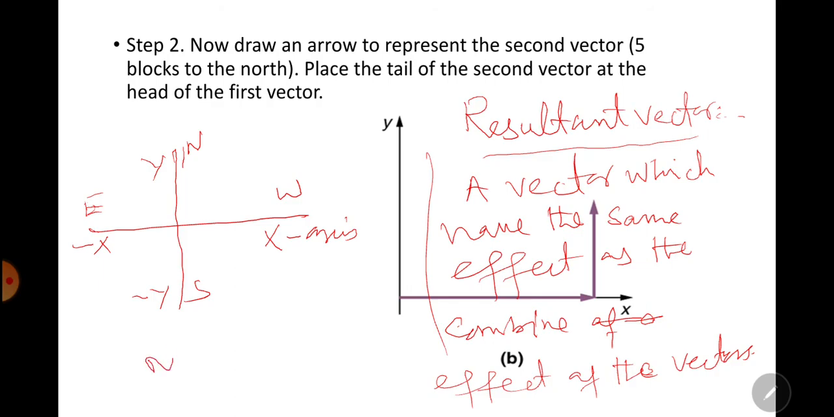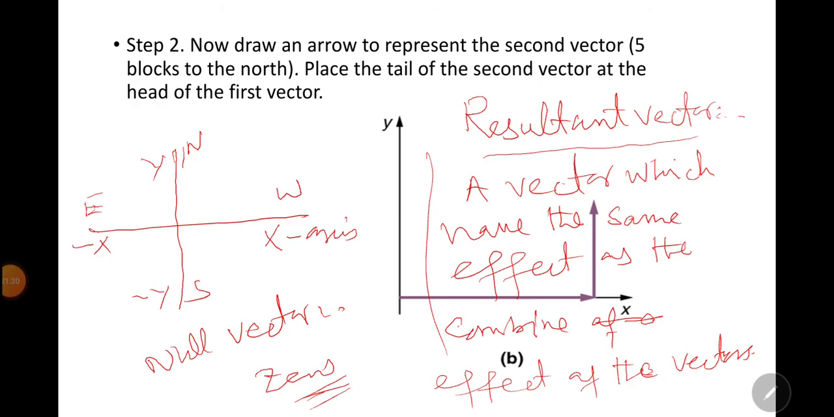Null vector. A null vector is a vector which has magnitude equal to 0.